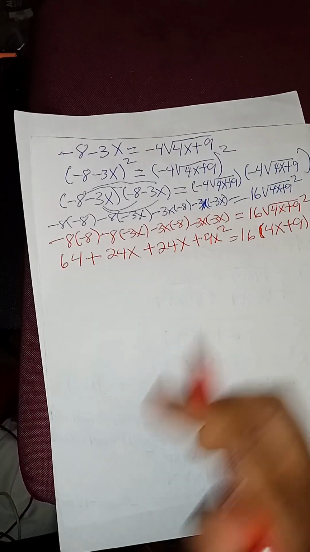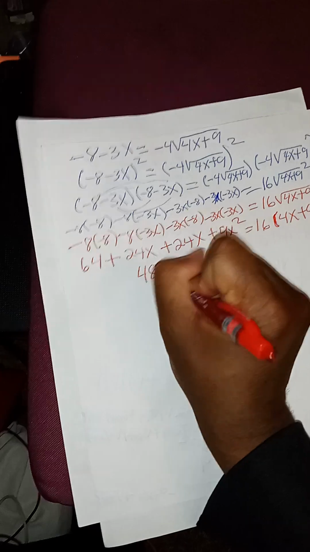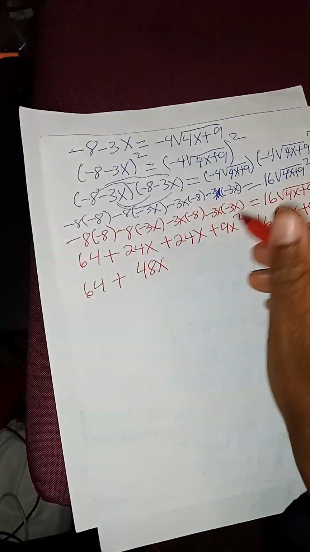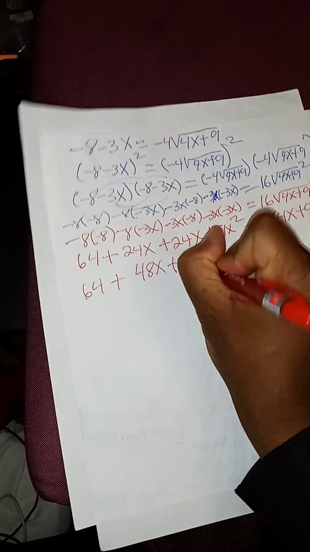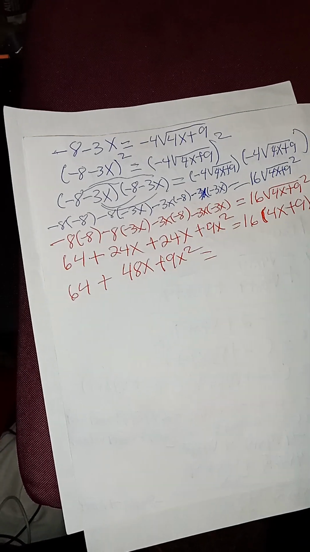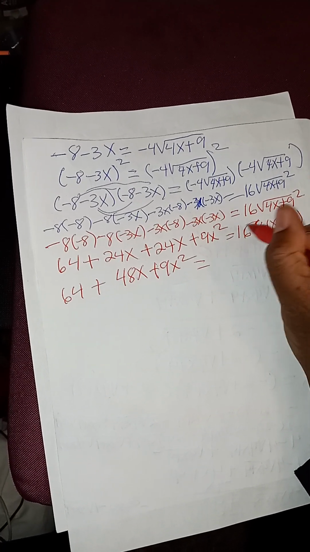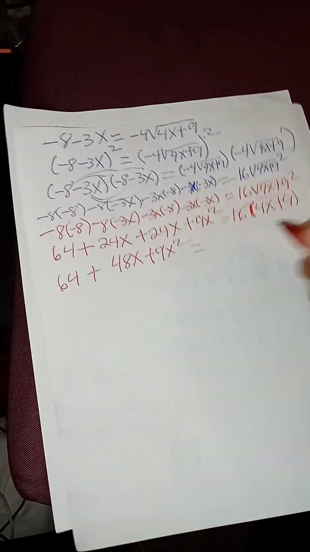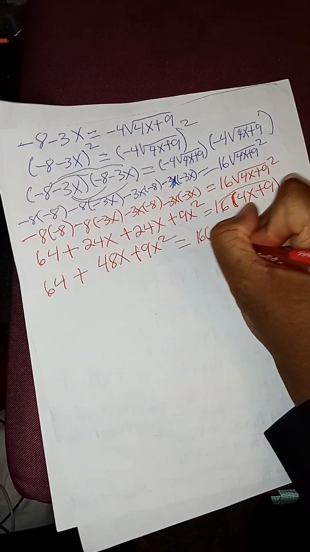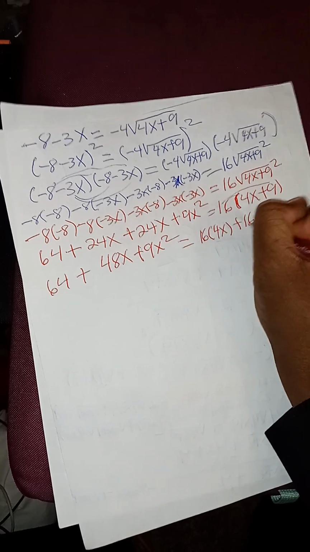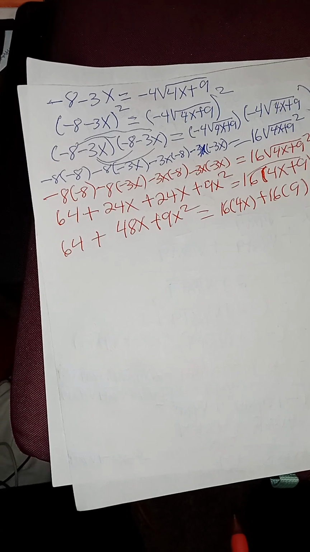Okay. Combine like terms, 24x and 24x is 48x. So 64 plus 48x plus 9x squared. And then we must FOIL again on the right-hand side. 16 times 4x plus 16 times 9. Okay. So now we are in business here.